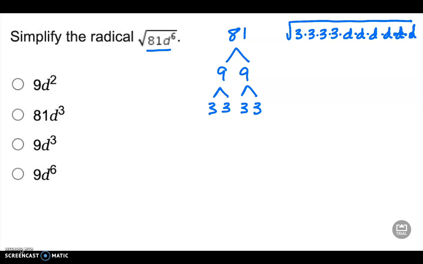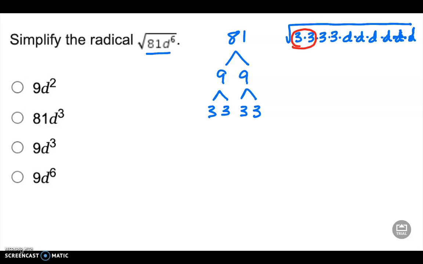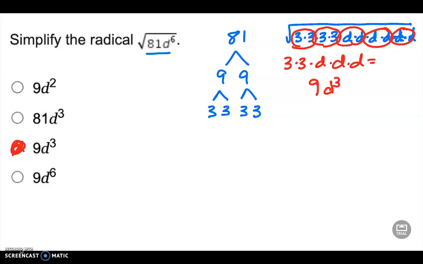Okay. Now remember, whenever we have a pair of numbers, 3 times 3 is 3 squared. To take the square root of 3 squared, it's just 3. So every pair of numbers that we have underneath, we're going to pull one out. So this would be 3 times 3, and then we have 1, 2, 3 d's, times d, times d, times d. And if we were to simplify that, that would be 3 times 3 is 9, d times d times d is d to the third. So 9d to the third would be our correct answer right there.